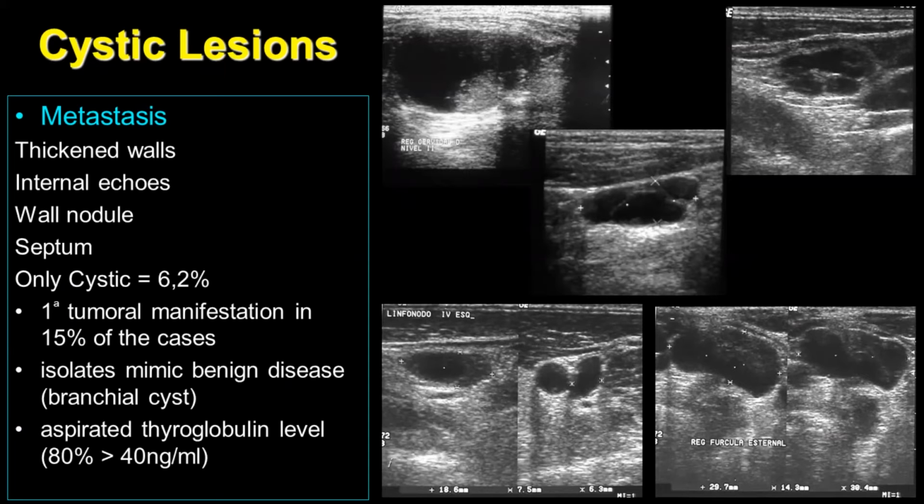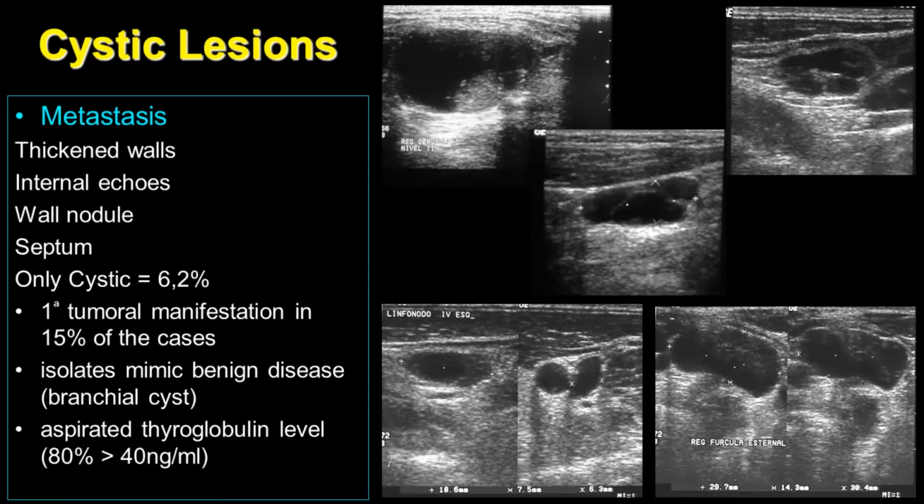It's important to highlight that cystic lesions could be the first tumoral manifestation. It occurs in 50% of the cases. When you have metastasis, it's common to have thickened walls or internal echoes or a nodule, a wall nodule like here, or a septum like here in this part as well. Only cystic metastasis could appear in 6% of the cases.